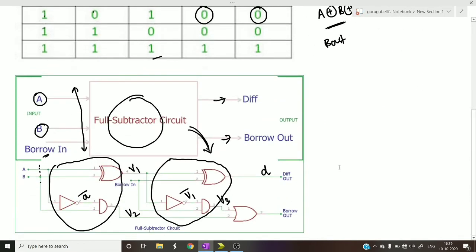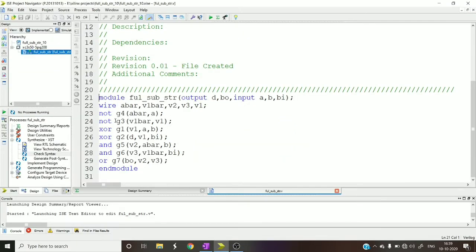Now with all this knowledge, we are ready to write the code on our own. Here you can see there are different gates. As this is the structural level of abstraction, you should write the Verilog code for each and every structure and each and every gate that is present in the circuit. I labeled these for your convenience.